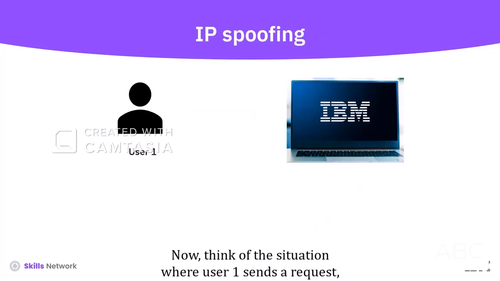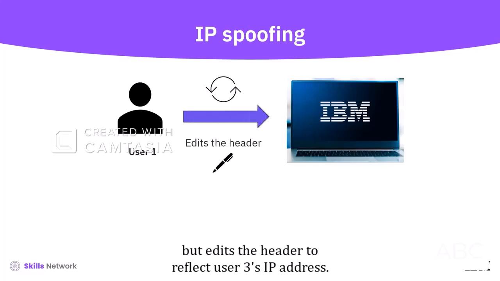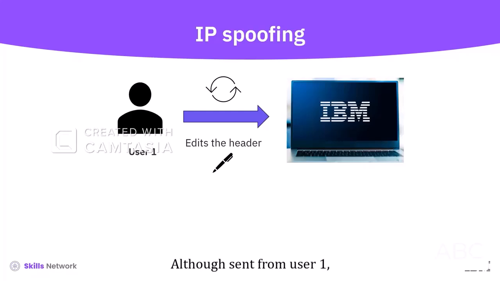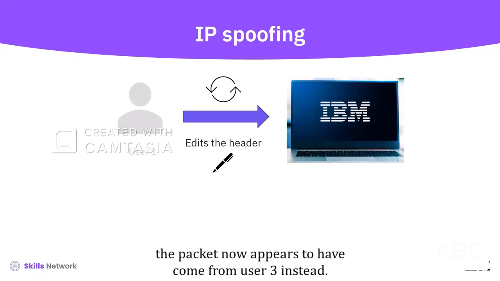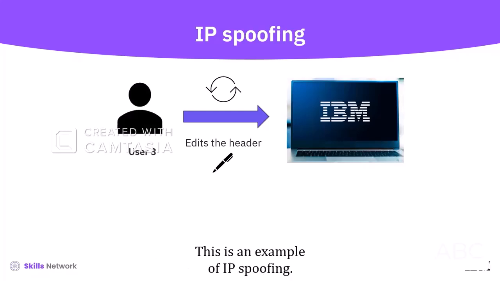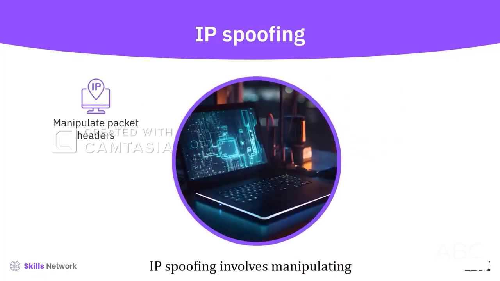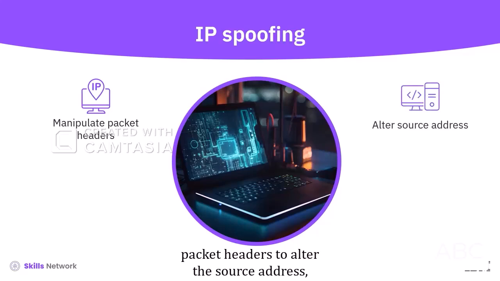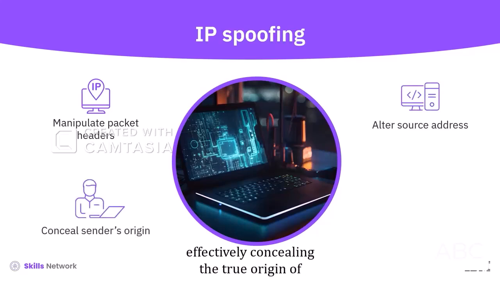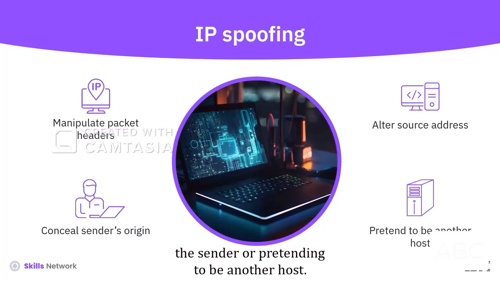Now, think of the situation where user 1 sends a request but edits the header to reflect user 3's IP address. Although sent from user 1, the packet now appears to have come from user 3 instead. This is an example of IP spoofing. IP spoofing involves manipulating packet headers to alter the source address, effectively concealing the true origin of the sender or pretending to be another host.